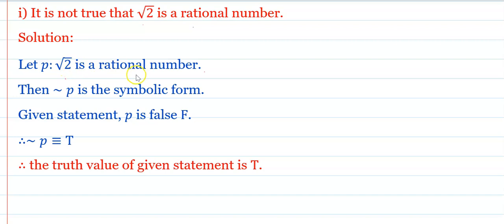आता root 2 is a rational number, हे स्टेटमेंट याची ट्रूथ व्हॅल्यू काय? तर F आहे. And therefore we want to find out the negation of the F, and the negation of the F is a true. See this here. The given statement P is false. Okay, P is false. His statement कशी आहे तर false आहे. And we want to write the negation of P. We want to find the negation of P. But the negation of P is T, and hence the truth value of the given statement is T.